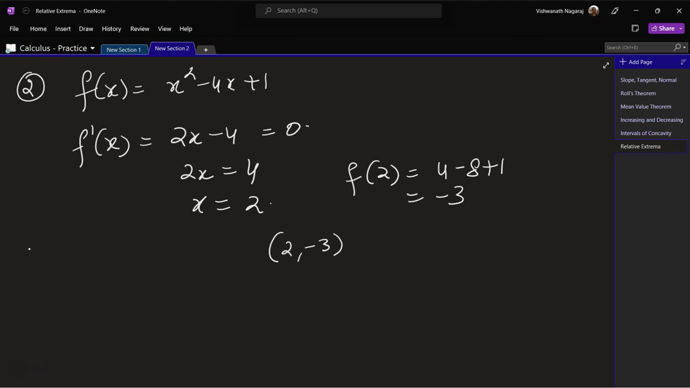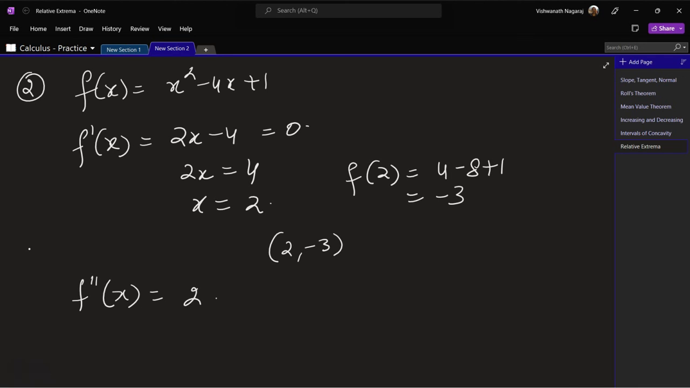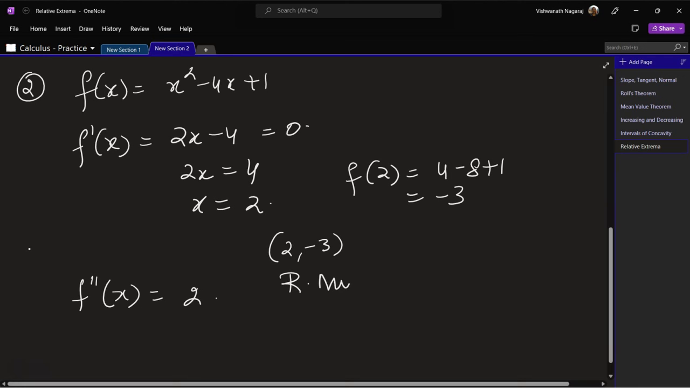Now we know here at this point the slope is 0. That means it is either concave up or concave down. Now to figure out which one it is, based on which we can decide whether it is minima or maxima, we take the second derivative. f double prime of x is going to be 2, and this is again positive. So this is going to be relative minima.